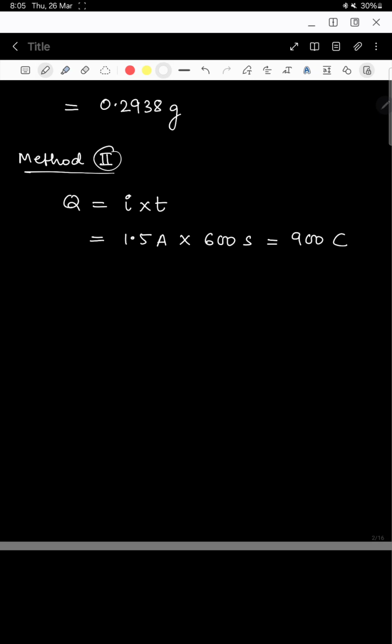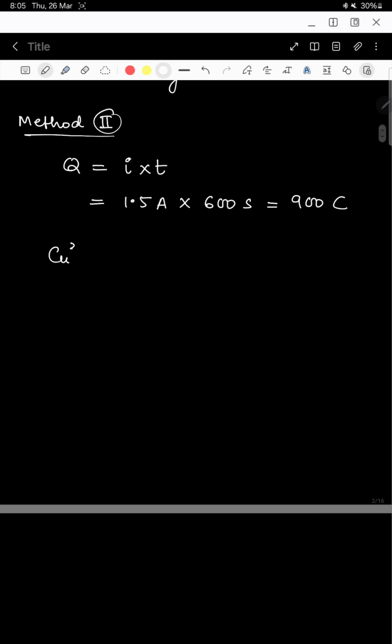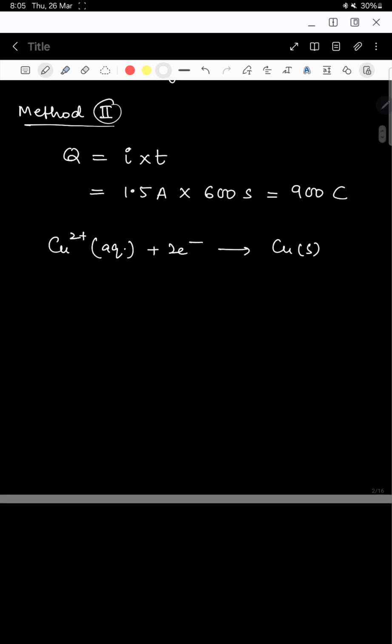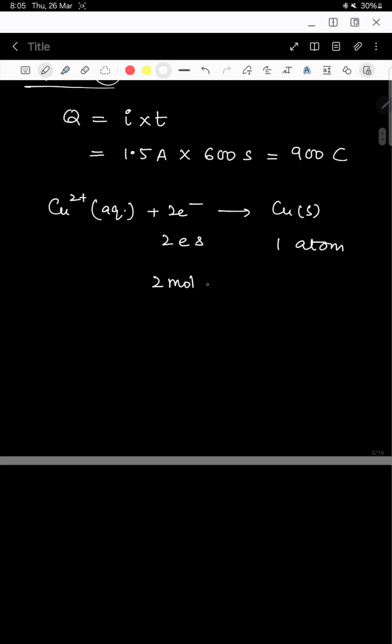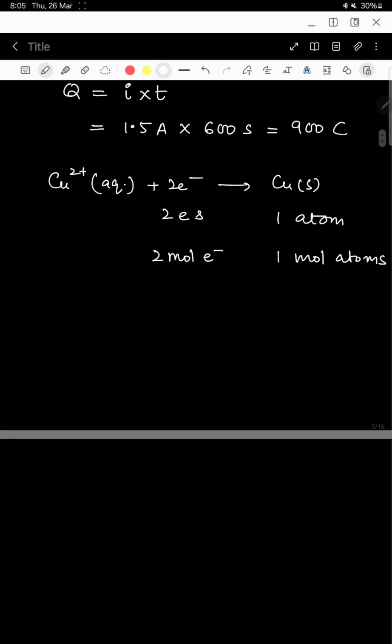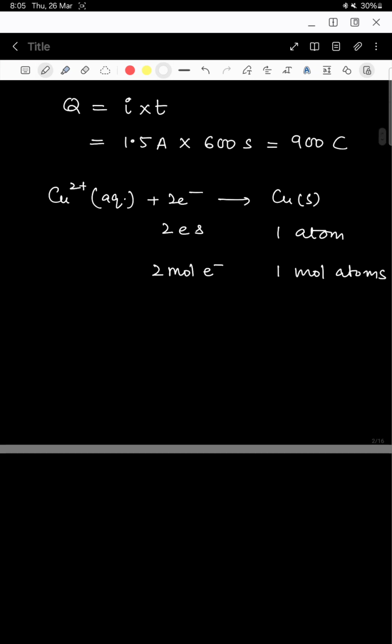900 coulomb. Next, if you write that equation again, Cu2+ ion accepting 2 electrons to give you copper metal, right? So one copper atom is formed when the ion accepts 2 electrons. When the ion is accepting 2 electrons, it forms one copper atom. So if it accepts 2 mole electrons, it will form 1 mole atoms. I hope it is clear. So when the copper ion accepts 2 electrons, it forms 1 atom of copper. Now when it accepts 2 mole electrons, it will form 1 mole atoms.